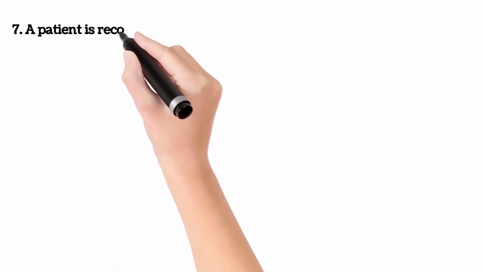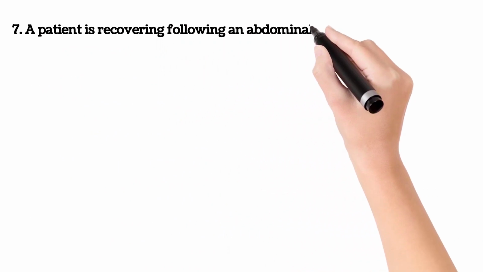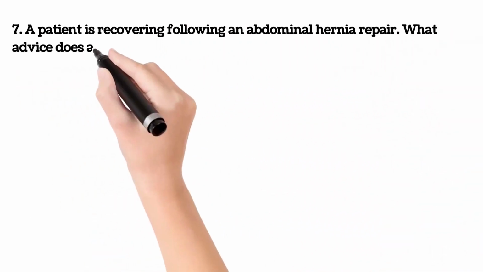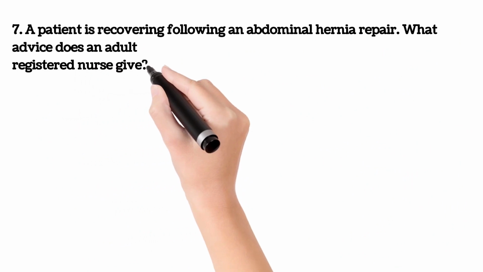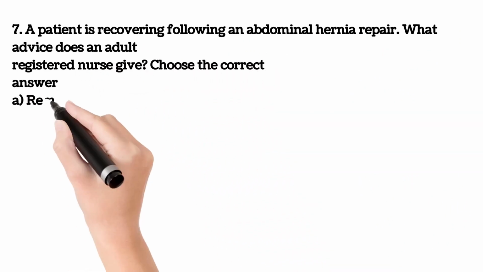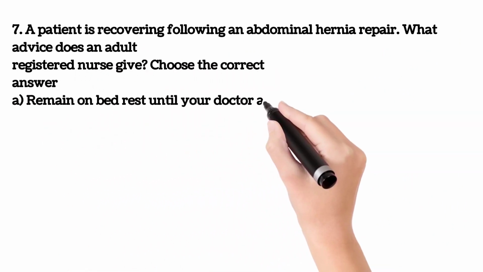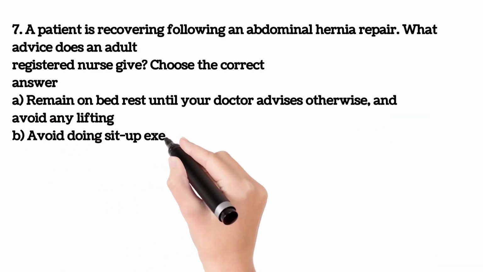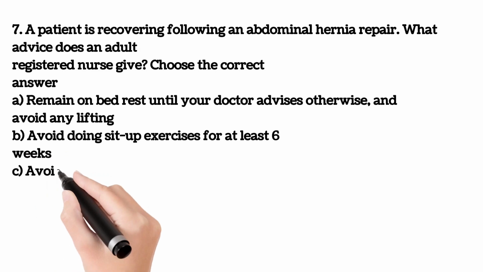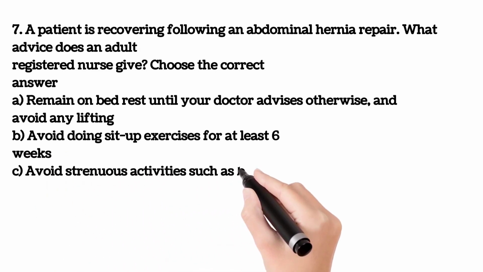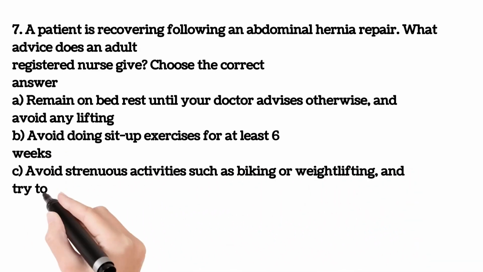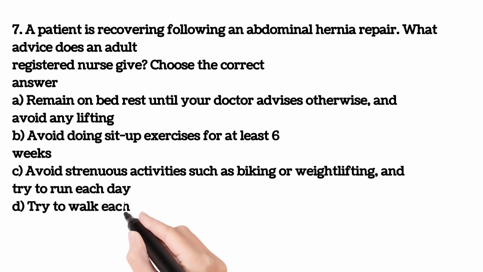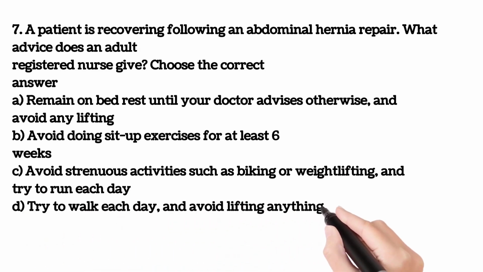7. A patient is recovering following an abdominal hernia repair. What advice does an adult registered nurse give? Choose the correct answer. A. Remain on bed rest until your doctor advises otherwise, and avoid any lifting. B. Avoid doing sit-up exercises for at least 6 weeks. C. Avoid strenuous activities such as biking or weightlifting, and try to run each day. D. Try to walk each day, and avoid lifting anything that might make you strain.